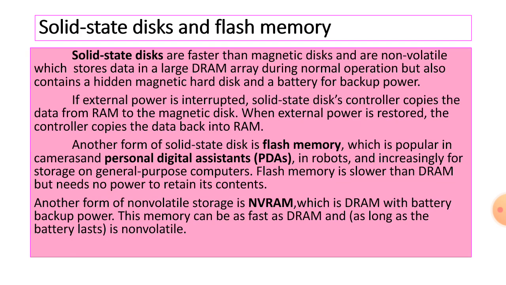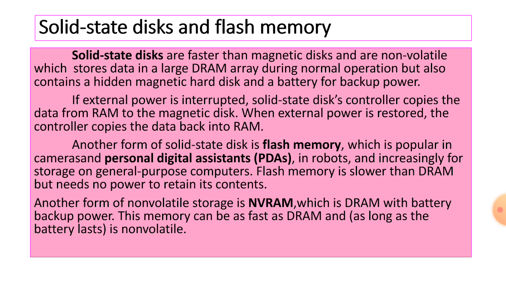Solid state disk and flash memory. Solid state disks are faster than magnetic disks and are non-volatile. One type stores data in a large DRAM array during normal operation, but also contains a hidden magnetic hard disk and a battery for backup power. If external power is interrupted, the solid state disk controller copies the data from RAM to the magnetic disk. When external power is restored, the controller copies the data back into the RAM.